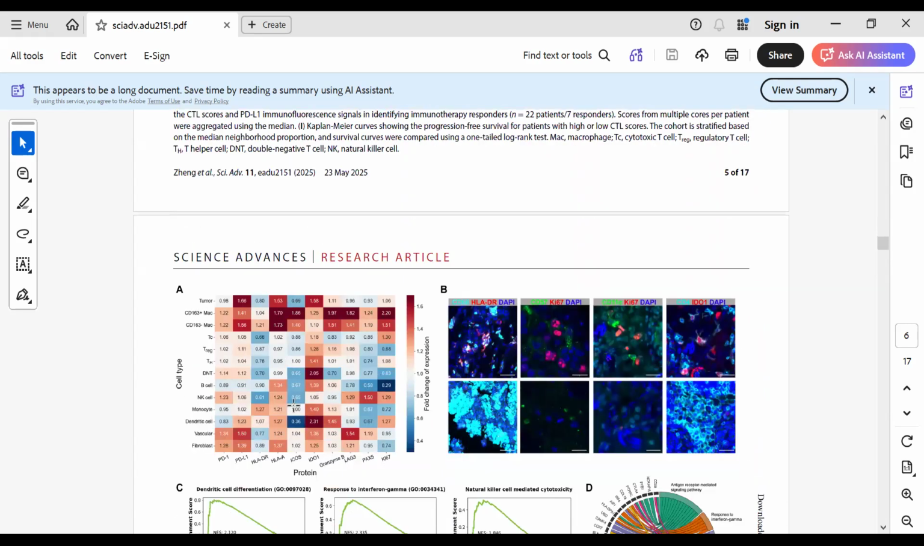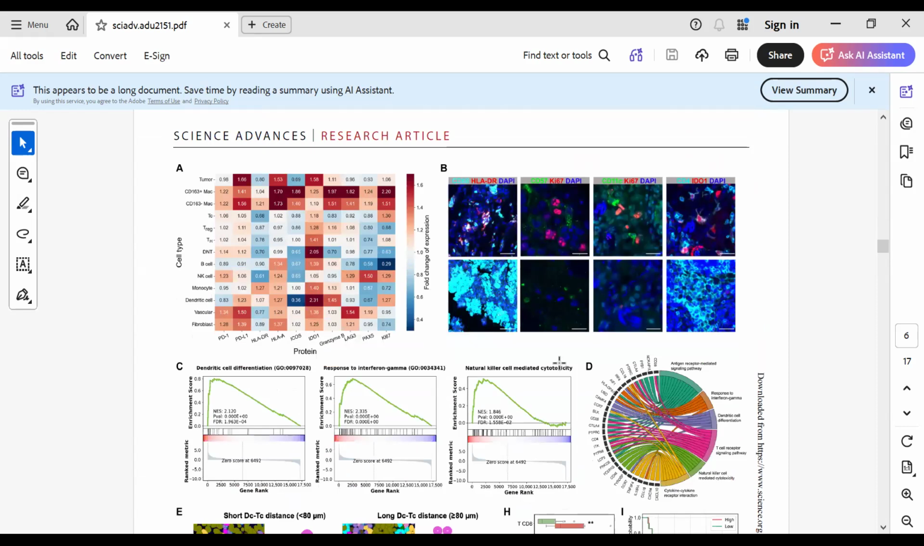And then they have figure three, where they have shown the mapping of the spatial landscape, that is, cellular neighborhoods. This is where the biology gets interesting. Instead of looking at single cells, they have looked at communities, for example, the spatial clusters.